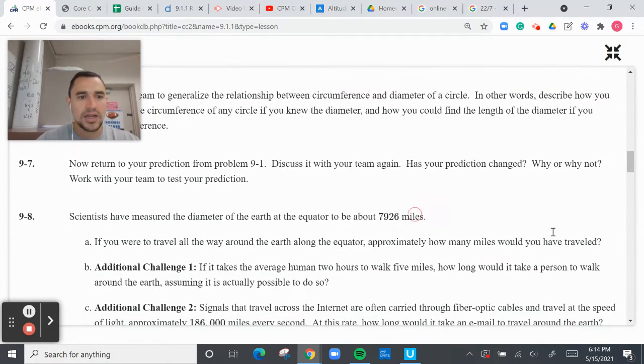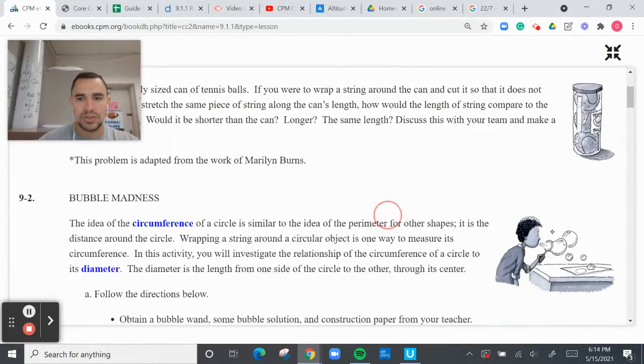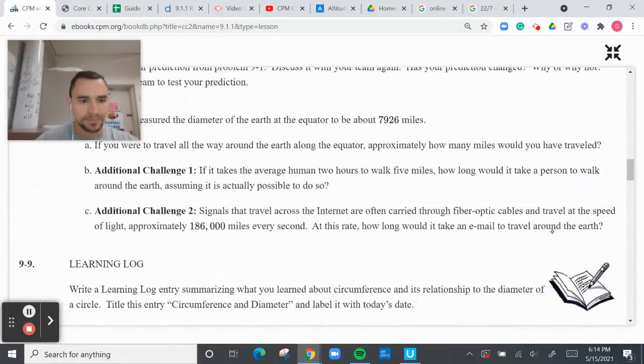All right, now return to your prediction of 9-1. Discuss it with your team again. Has your prediction changed? We said it wasn't going to be the same length, and it's not. It's 3 times. So that's pretty much it.